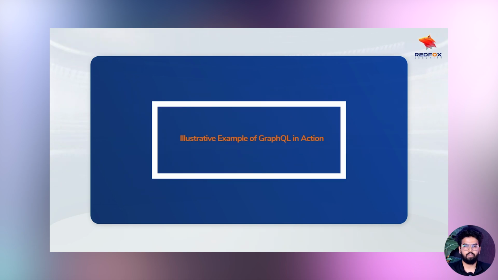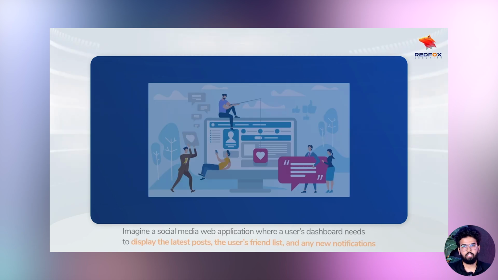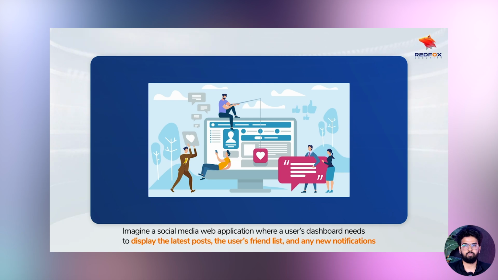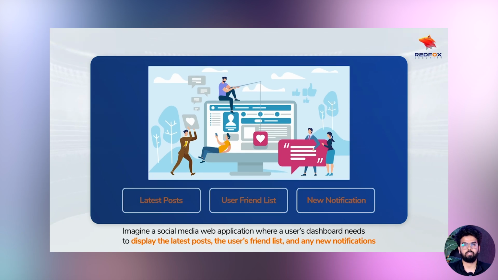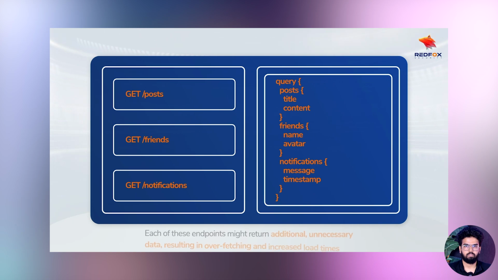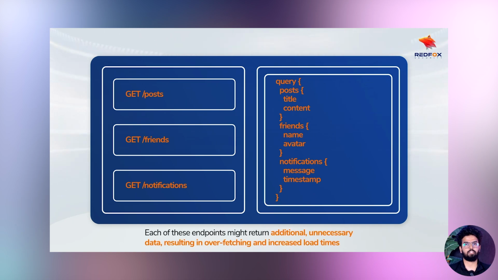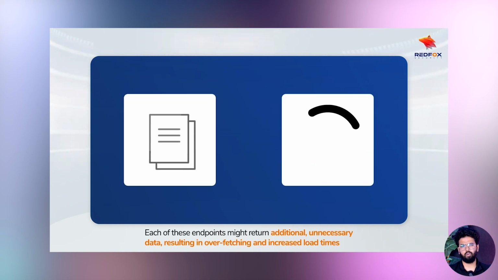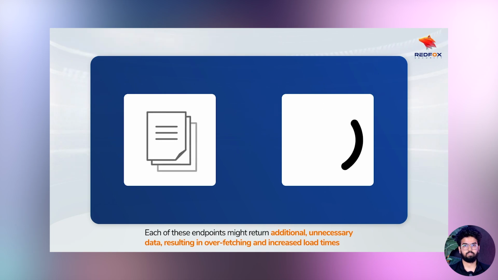Illustrative example of GraphQL in action. Imagine a social media web application where a user's dashboard needs to display the latest post, the user's friend list, and new notifications. With a RESTful approach, this might require hitting 3 different endpoints: /post, /friends, and /notifications. Each of these endpoints might return additional unnecessary data, resulting in overfetching and increased load times.